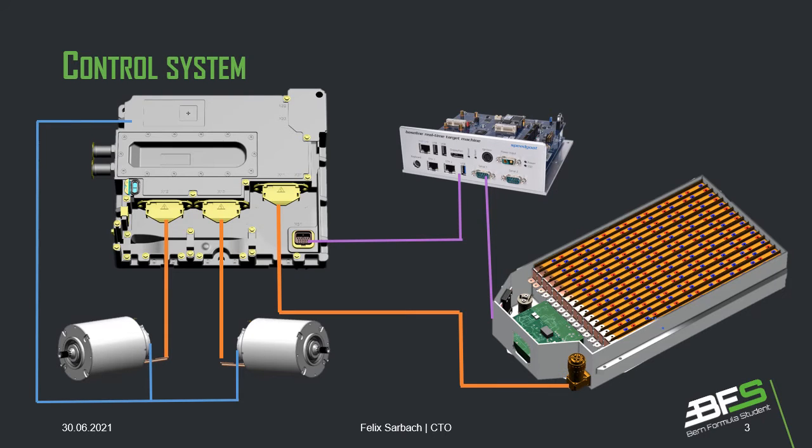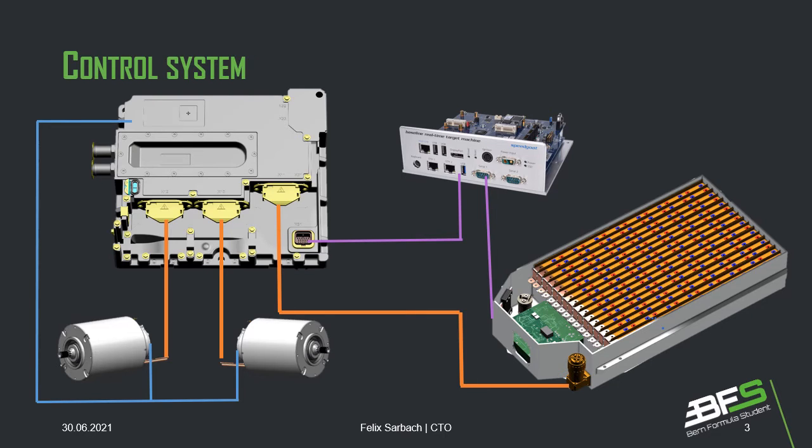Our control system is built rather simple. We have the battery, we have our central computing unit at the top right, the inverter on the left, and two motors. The central computing unit receives all values from all sensors, as well as the BMS, so that we can evaluate a goal speed for each motor. It gives the goal value to the inverter.